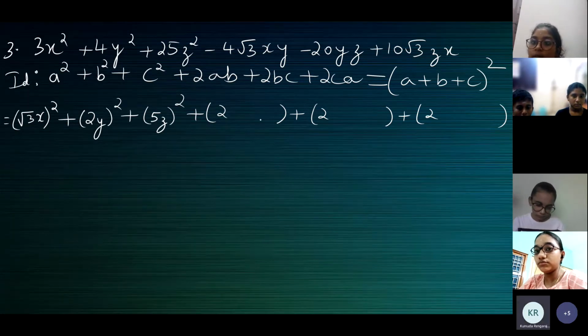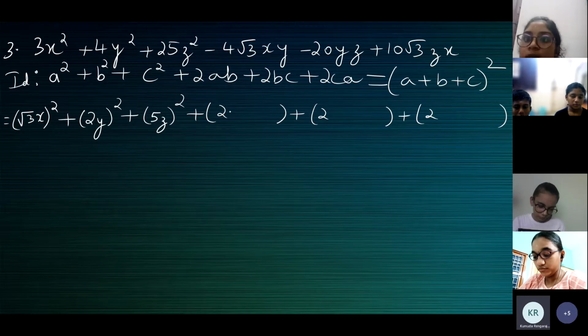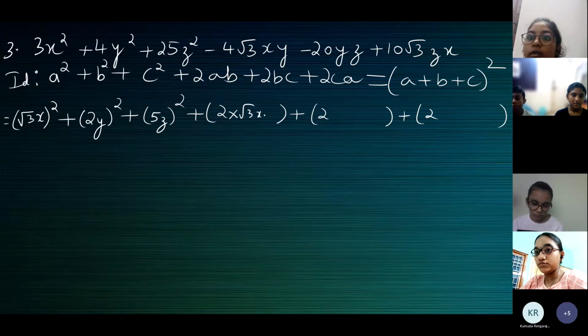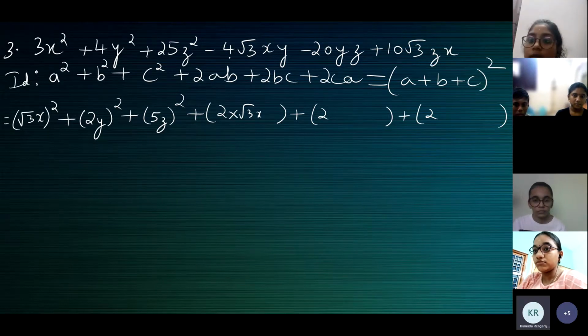Now what should I write in this bracket? The fourth bracket, what should I write? 2 into root 3x plus... Oh, one minute, I forgot. Now, sorry, children.